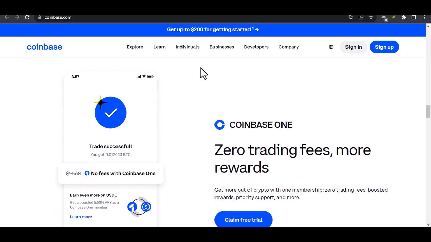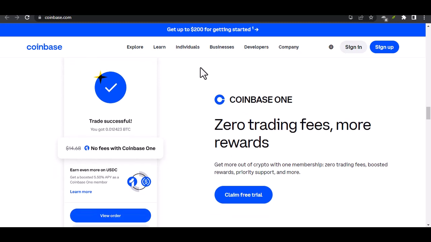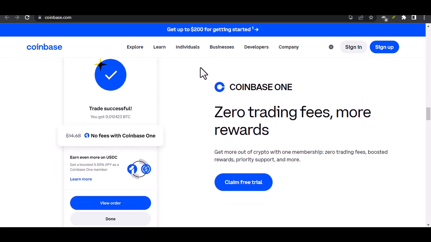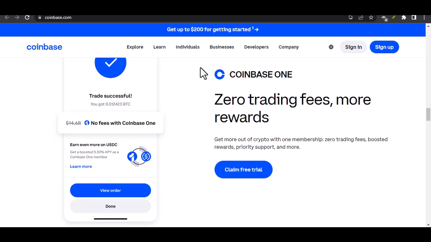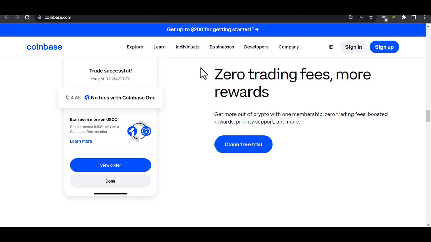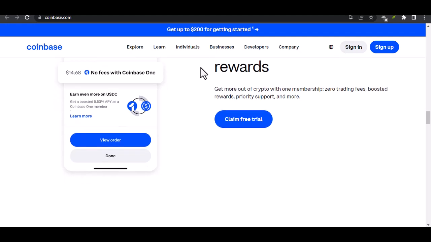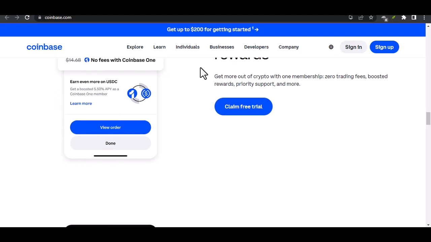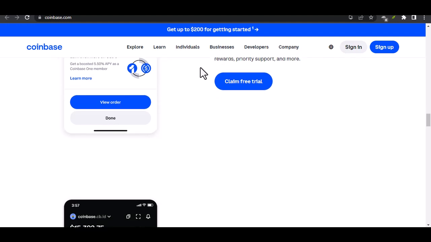Receiving crypto from others: perhaps a friend or family member wants to send you some cryptocurrency. They can simply transfer it directly to your Coinbase Wallet address, similar to how you might share your email address to receive an email.